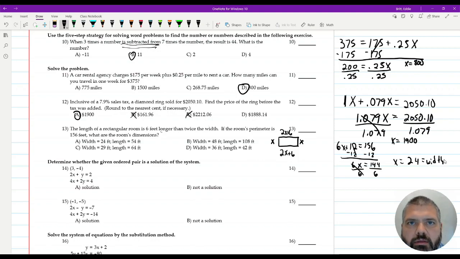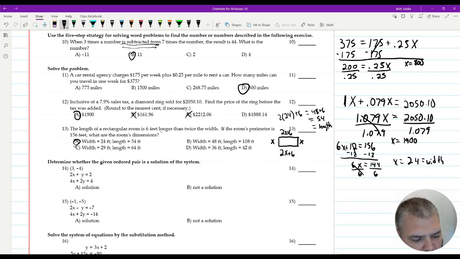All right, so our length, if we plug this back in where it said the length is 6 more feet than twice the width, so we say 2 times 24 plus 6, and that's going to be the length. So that is 48 plus 6, and 48 plus 6 is going to be 54. So that's the length. So the width was 24 and the length was 54. So that's going to be A.